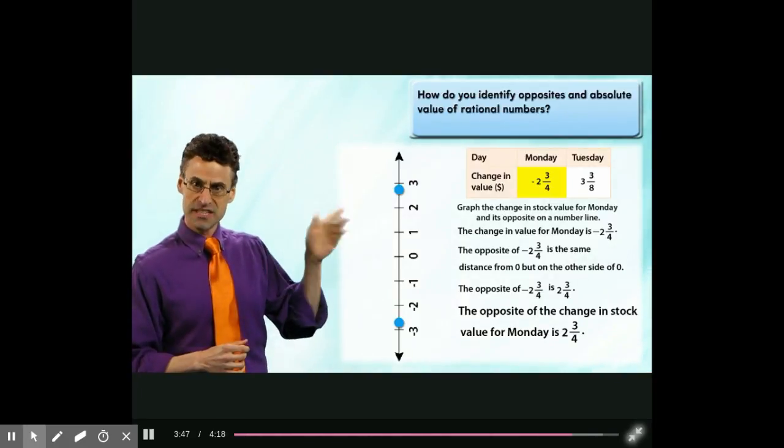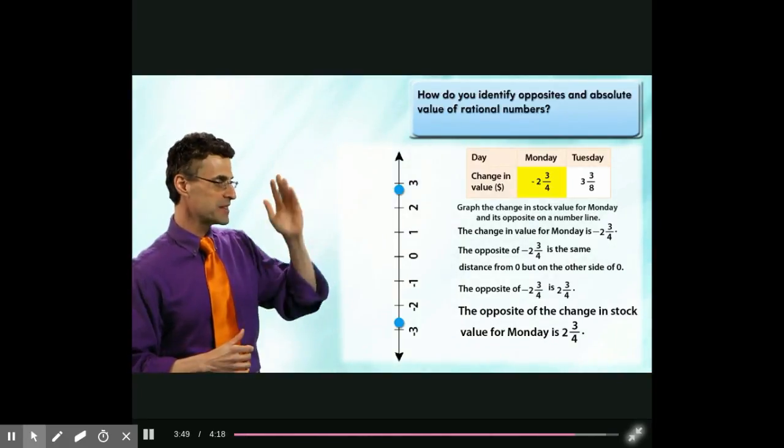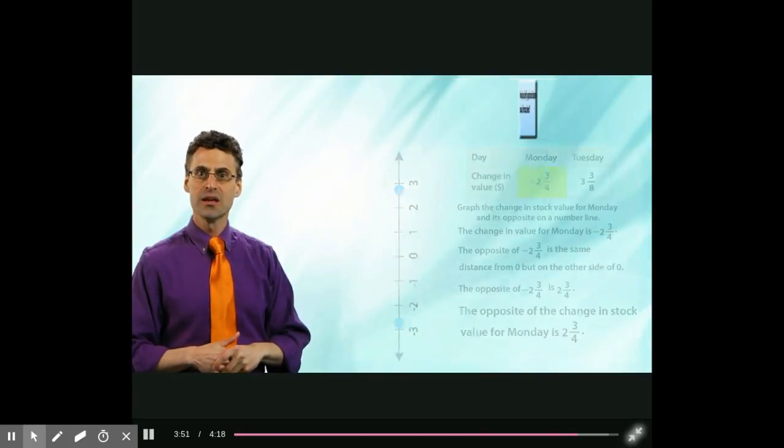And we can see it visually by looking at this neat little vertical up and down number line. So the important thing to remember is that the opposite of a number means it's the same distance away from 0 as that number on a number line, but in the opposite direction.